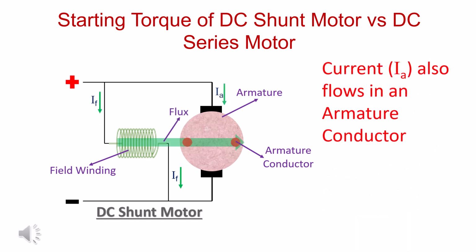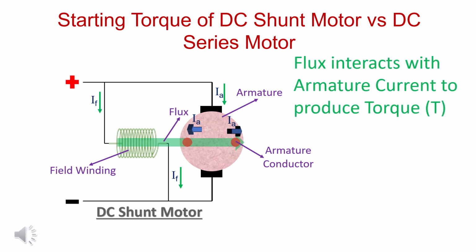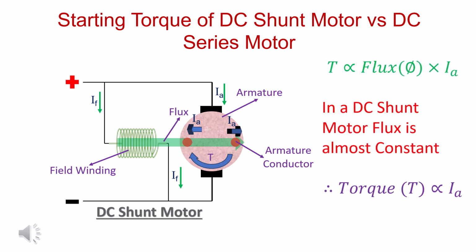Current IA also flows in the armature conductor. Flux interacts with armature current to produce torque T. Torque is proportional to flux times armature current. In a DC shunt motor, flux is almost constant. Therefore, torque is proportional to armature current.